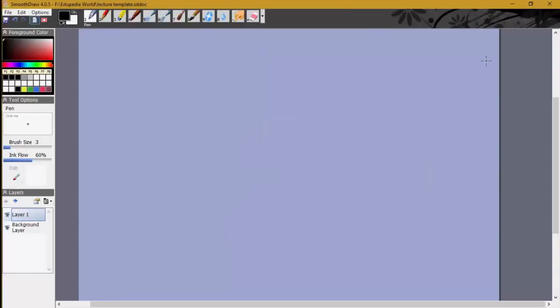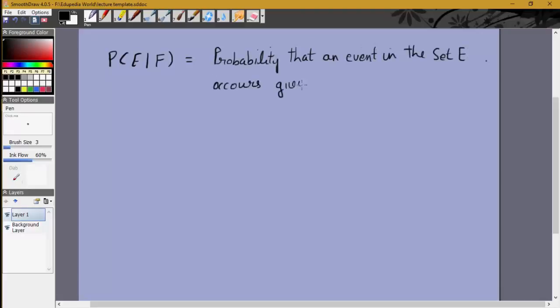Now, in a previous video, we learned what conditional probability was. So, for example, P of E conditional F was basically the probability that an event in the set E occurs given that, so there is a condition, an event in the set F occurs. So this is conditional probability, which is called P(E|F), meaning we know that F happens, then given that, what is the probability that E happens?